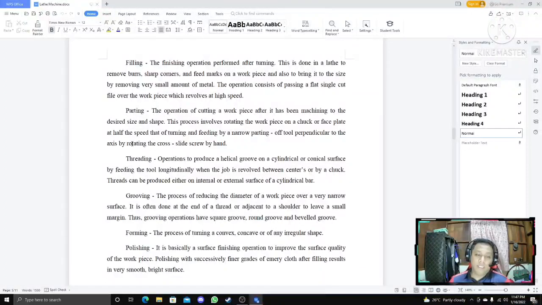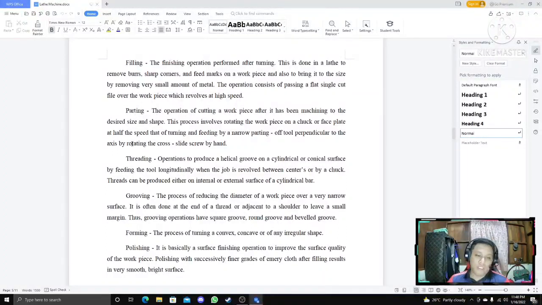Parting. Parting is the operation of cutting a workpiece after it has been machined to the desired size and shape. This process involves rotating the workpiece on the chuck or face plate at half the speed of turning, and feeding a narrow parting tool perpendicular to the axis by rotating the cross slide screw by hand.